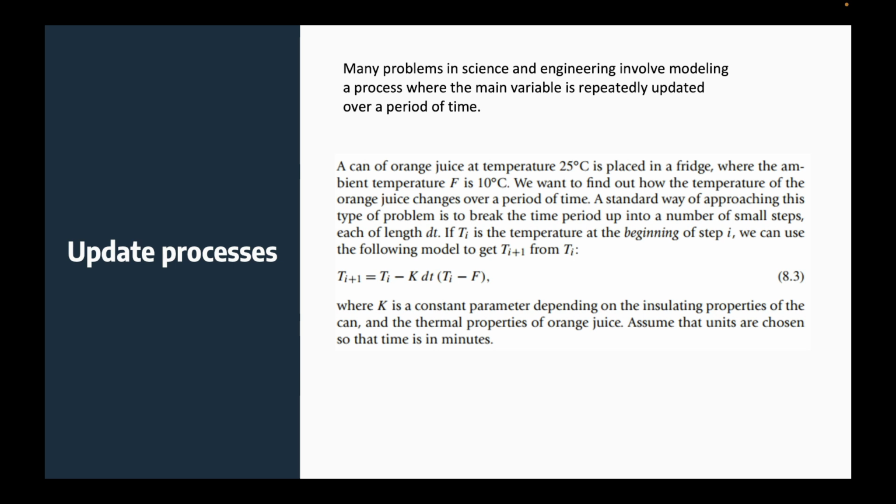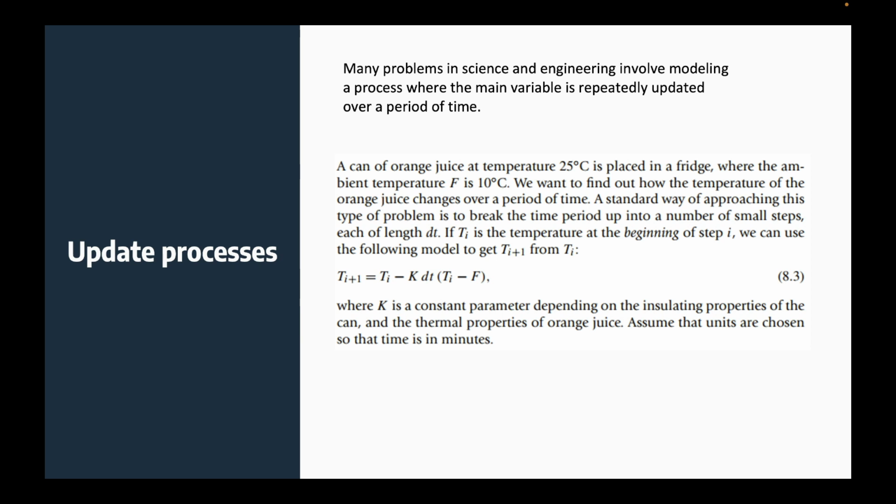Now for the update processes, there are many problems in engineering that need modeling your process where the main variable will be repeated and updated over a period of time. Here we have an example where I'm going to share the script with you. A can of orange juice. Of course, this example is serving the process. How does one variable change along the script? That's the whole point of update processes. Probably you remember some examples before where we had x changing from 1 to 2 to 3, either in for loops or in linear statements.